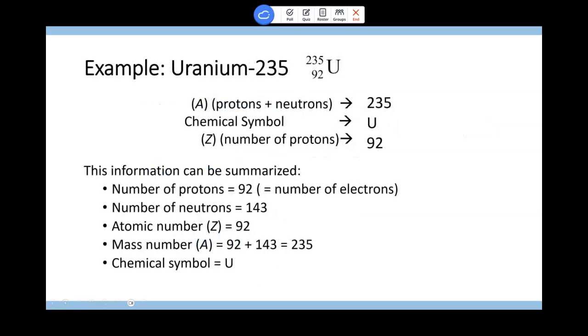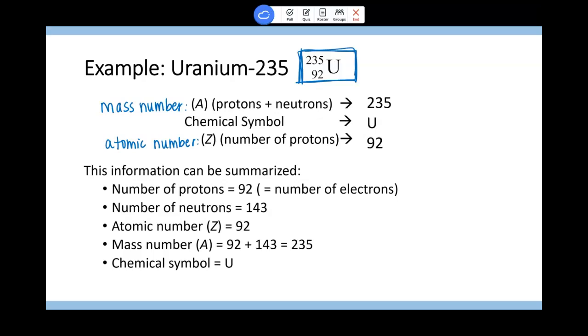Okay. Another example here, we have uranium 235. This is represented up here. If all we're looking at is the symbol at the top, we can identify a lot of information about what isotope we're talking about. So we have the mass number, or A, which is 235. We have the chemical symbol U for uranium, and we know the atomic number, or Z, which is the number of protons, is 92.